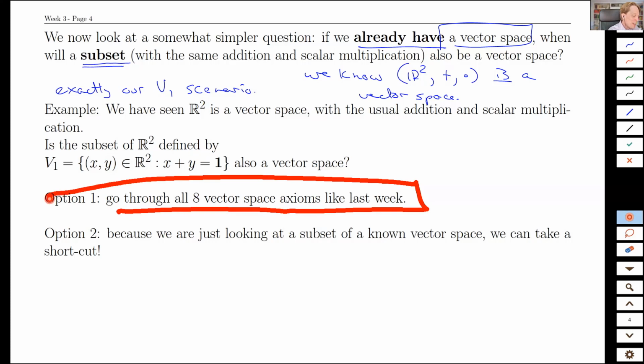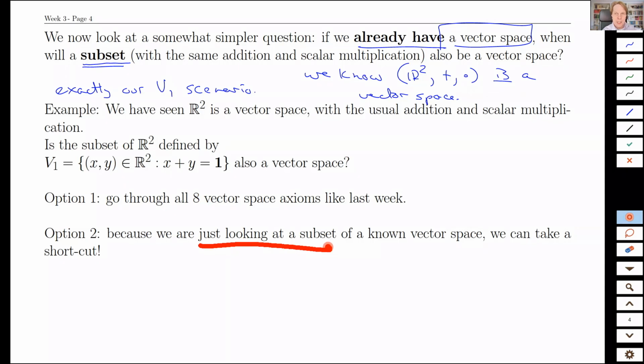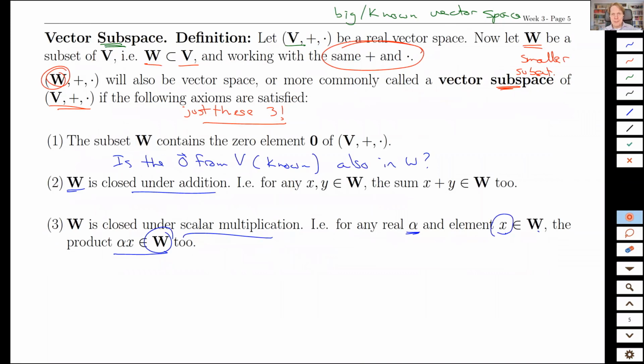You can go through the entire 8 axioms for vector spaces, or because we're just looking at a subset, so we're keeping the same rules for the operations, we're just saying this little smaller piece of the set only, then we can take the shortcut and verify these 3 properties here, that the subset we have contains whatever the 0 element is for our bigger vector space. If we add 2 vectors in this subset, we stay within that subset. So we never have to branch out under addition. And also, if we scalar multiply any of the elements in the set, we also stay within the set.